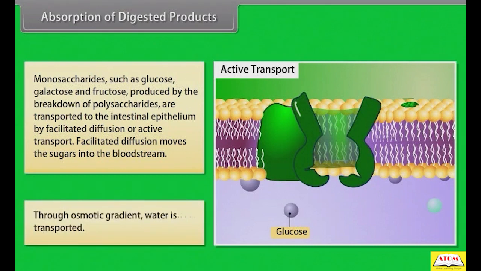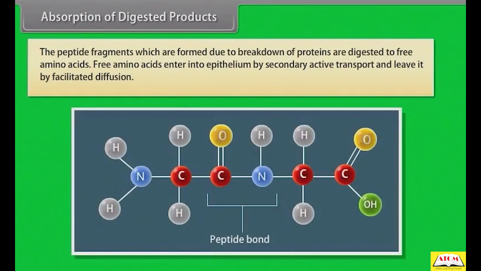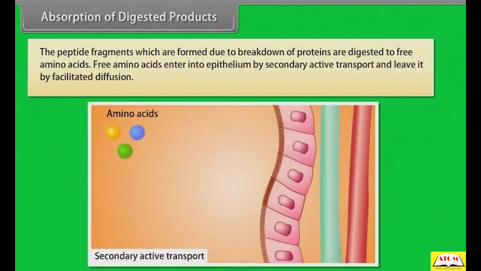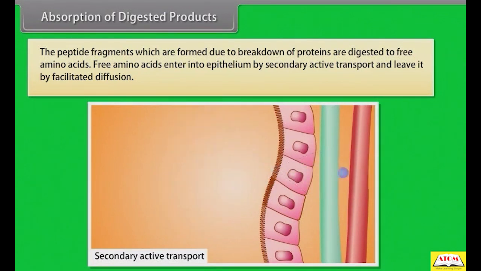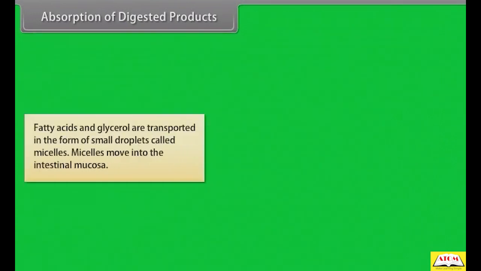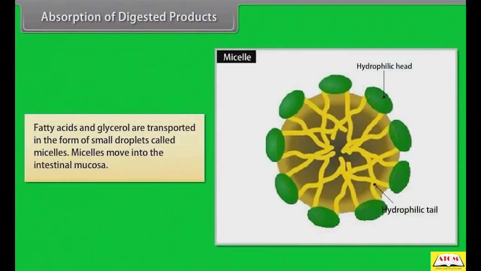Through an osmotic gradient, water is transported. The peptide fragments which are formed due to the breakdown of proteins are digested to free amino acids. Free amino acids enter the epithelium by secondary active transport and leave it by facilitated diffusion. Fatty acids and glycerol are transported in the form of small droplets called micelles. Micelles move into the intestinal mucosa.